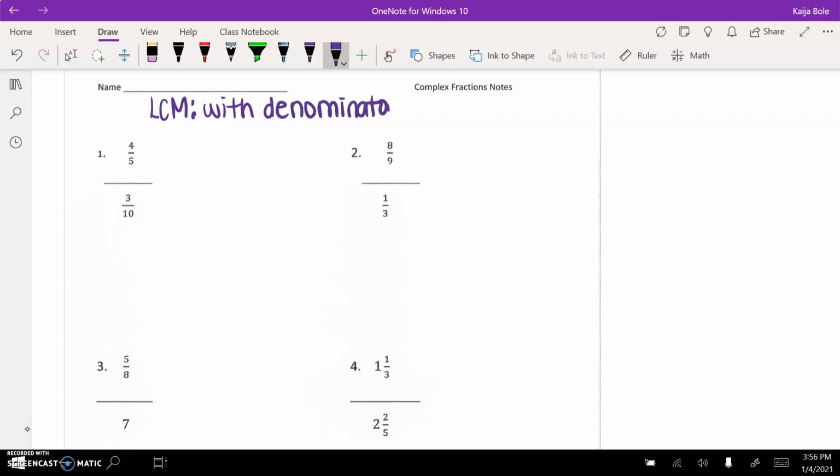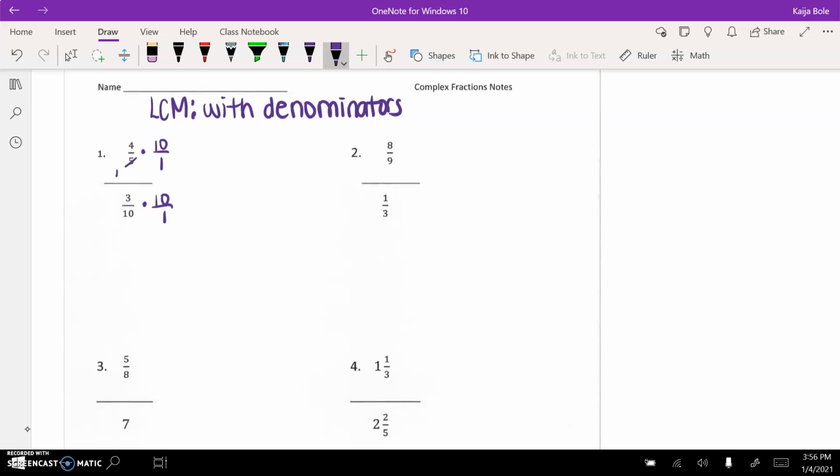So we have 4/5 divided by 3/10. If we look at fifths and tenths, the least common multiple would be 10. So I'm going to multiply both of these by 10 over 1. Remember, multiples would be like 5, 10, 15, 20, or 2, 4, 6, 8. Those are multiples. And then I check for cross division.